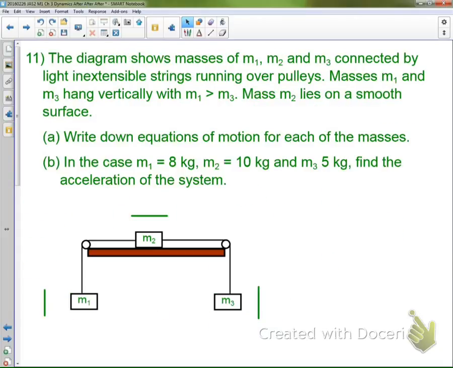So in this problem, we've got three masses, each connected by light inextensible strings, and they're running over pulleys so we can change the direction of motion. Now since they're different strings, we get different tensions acting. We're also told that the mass of M1 is larger than that of M3, so that suggests that M1 is going to accelerate downwards, and that's going to cause M3 to accelerate upwards. So let's scroll down and take a closer look at this diagram.